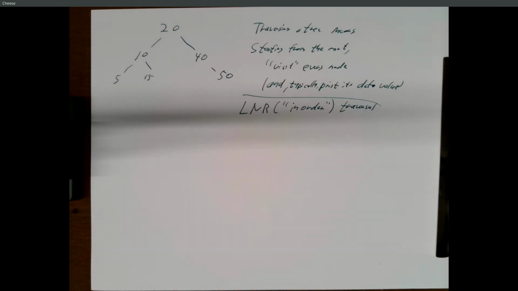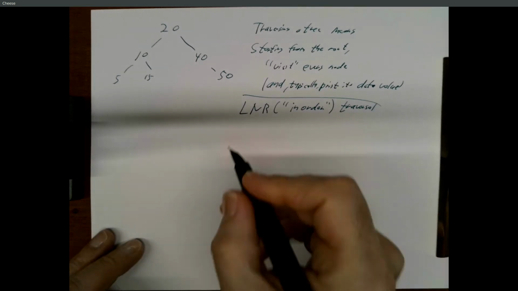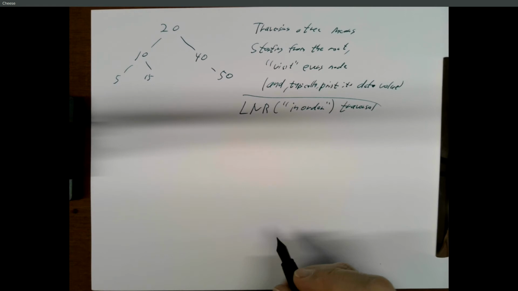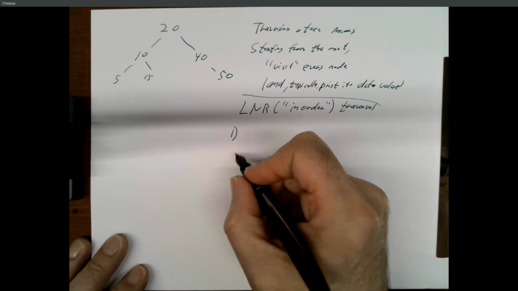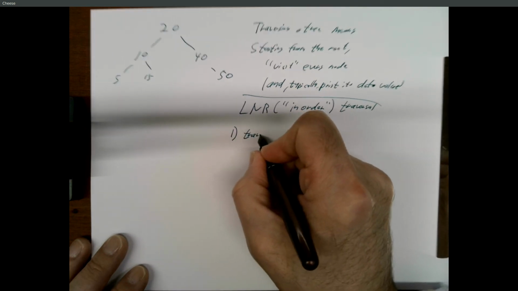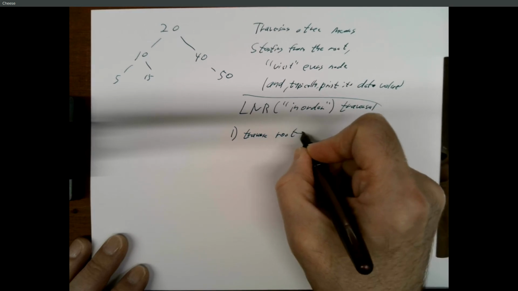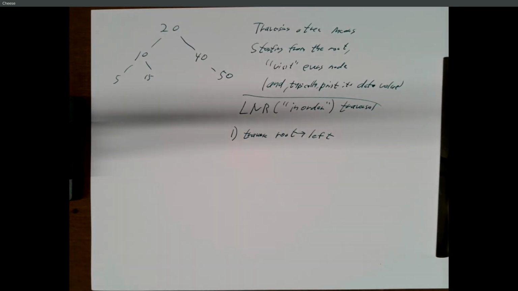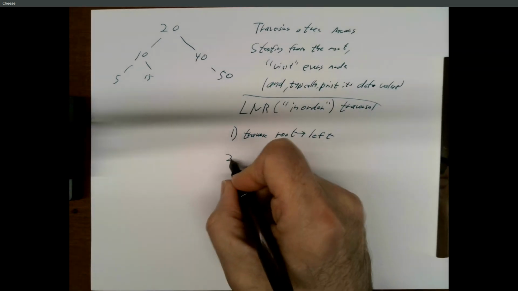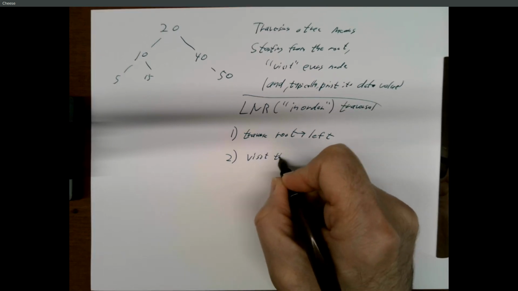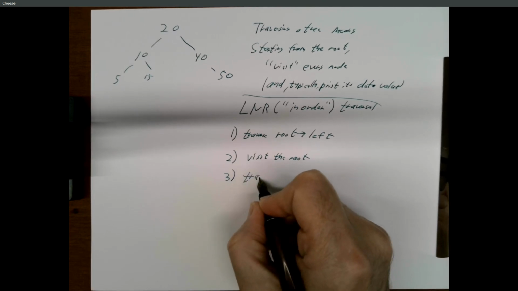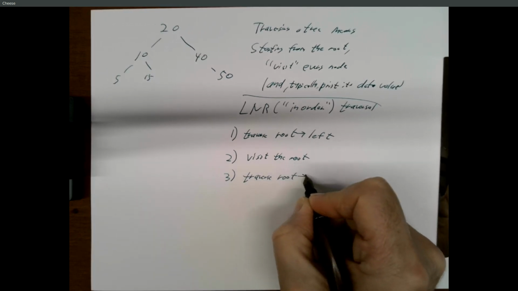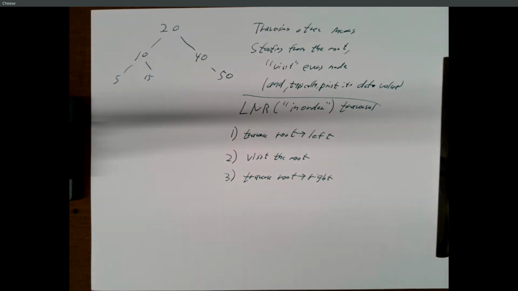And this is going to be a recursive definition. So LNR traversal. How do we do this? 3 steps. First step, traverse the left subtree of the root. Second step, visit the root, so print out its value. And third step, traverse the right subtree of the root.